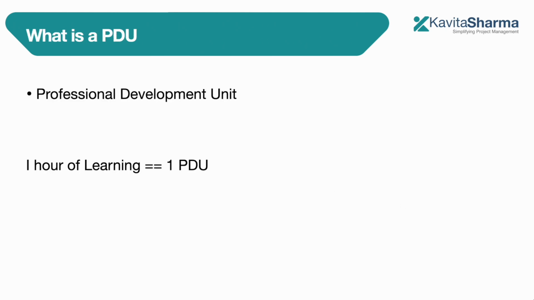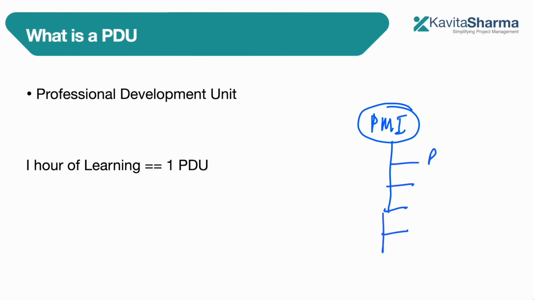So first of all, what is a PDU? A PDU is a Professional Development Unit. That's the full form. Who decides that, and where is this term originated from? There is a company called PMI, Project Management Institute, and it has several certifications. For example, PMP is a certification offered by PMI, and then CAPM and other certifications like ACP and so on. You can see the full list of certifications if you go to pmi.org.